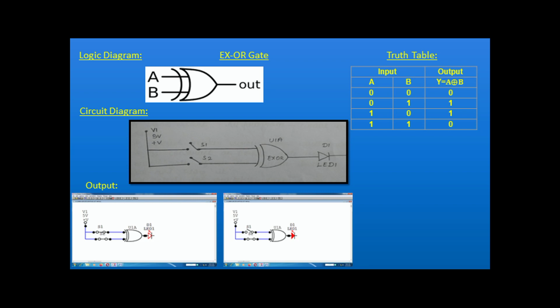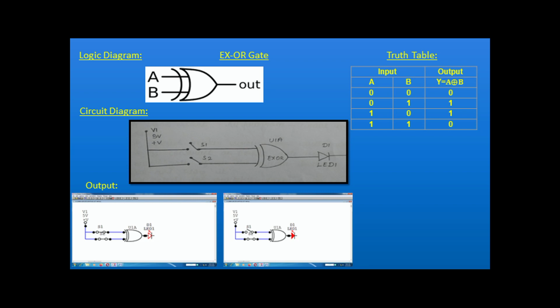If the inputs are different, it gives the answer 1. Between 0 1, it gives the result 1. For 1 0, it gives the result 1. If the inputs are different, it gives the output 1. If the same inputs are there, 0 0 or 1 1, it gives the result 0.